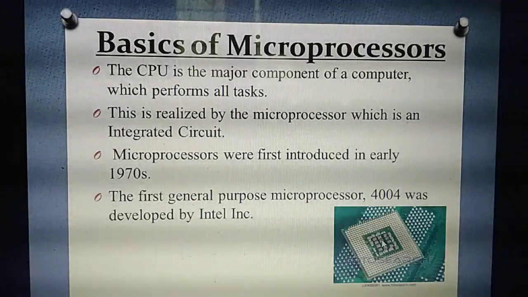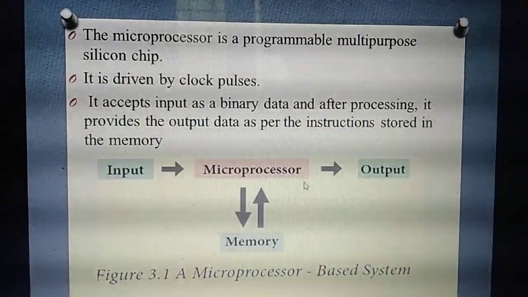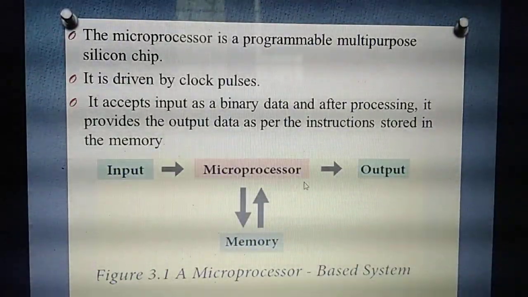This is called a chip. Okay, this portion we are calling as what? Chip. So this microprocessor is a programmable chip.